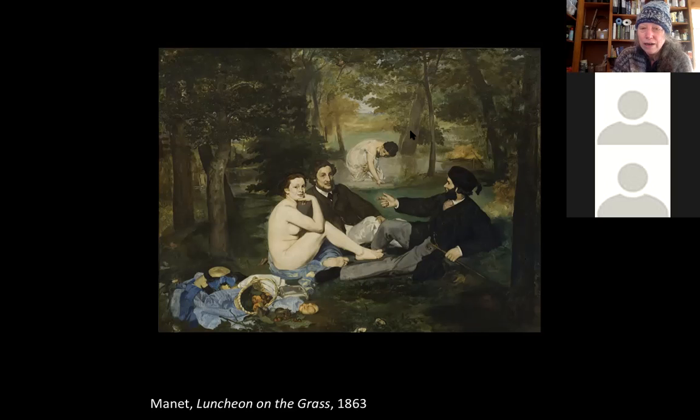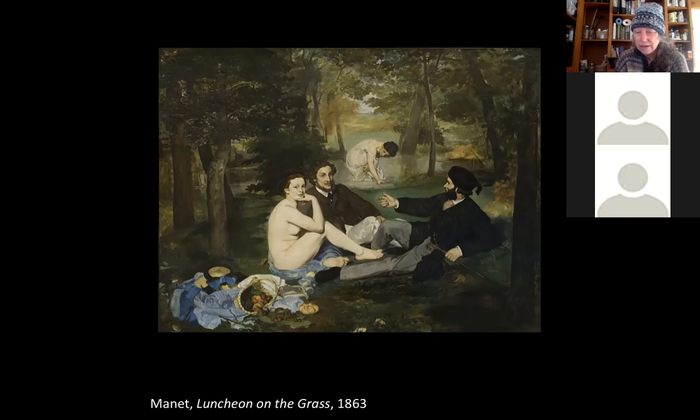But then, oddly, there's this other woman apparently getting in a pond or a creek or something. And she's sort of half dressed. But the other thing that's weird about her is that although she's in the background, she's not that much smaller than this woman. So, looking at this, the viewer would think, wait a minute, didn't Manet go to the École des Beaux-Arts?